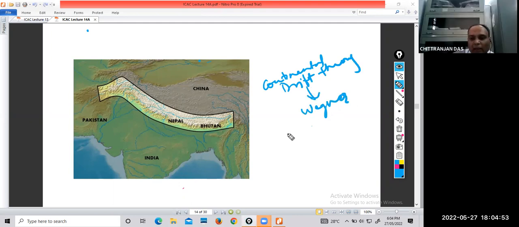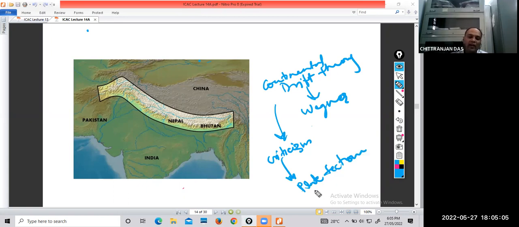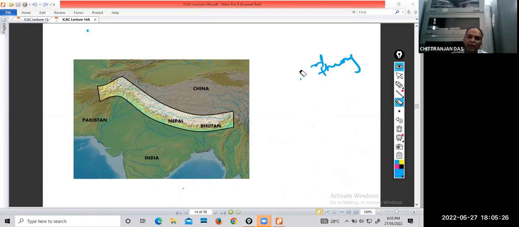Wegener's theory has many criticisms, and therefore after that came the plate tectonics, to which many people have contributed, but Morgan is one among them. Okay, but anything else which is coming into your mind, which you have not understood?